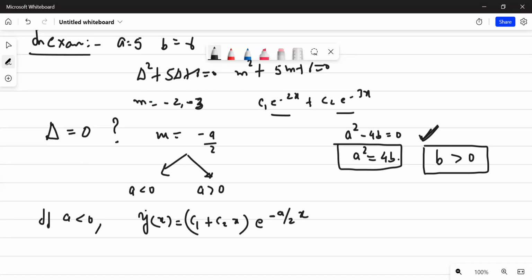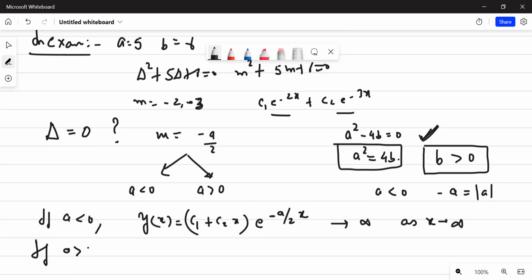Is that clear? Now if a is less than 0, negative negative is positive, so this entire term would go towards infinity as x tends to infinity. If a is less than 0, then simply you can write minus a as modulus of a. So modulus of a divided by 2, this entire thing is positive. As x tends to infinity, this entire term would go towards infinity. There's no doubt regarding that.